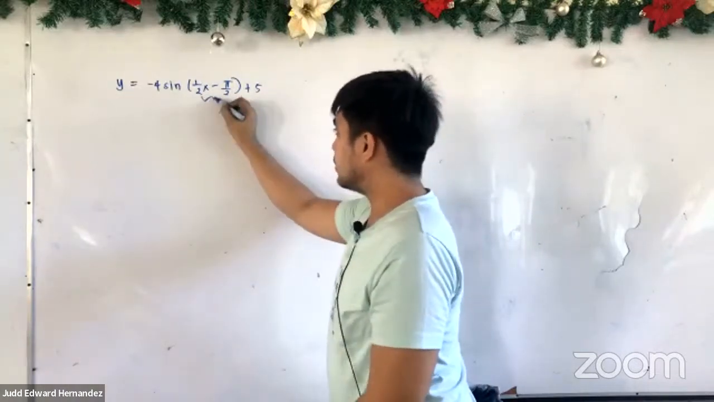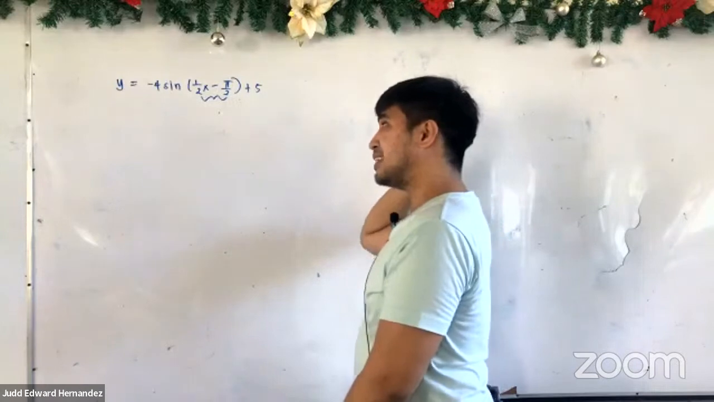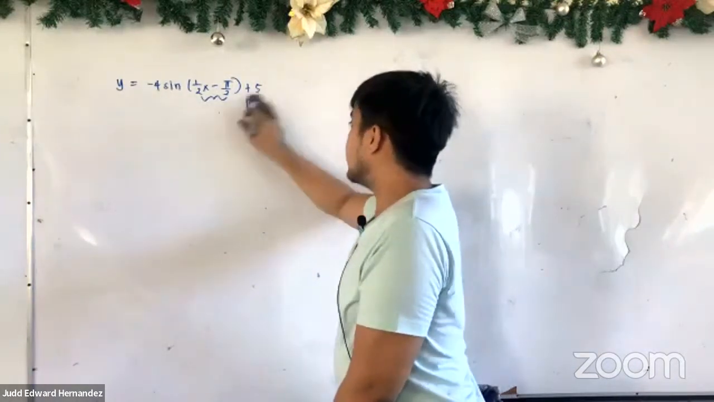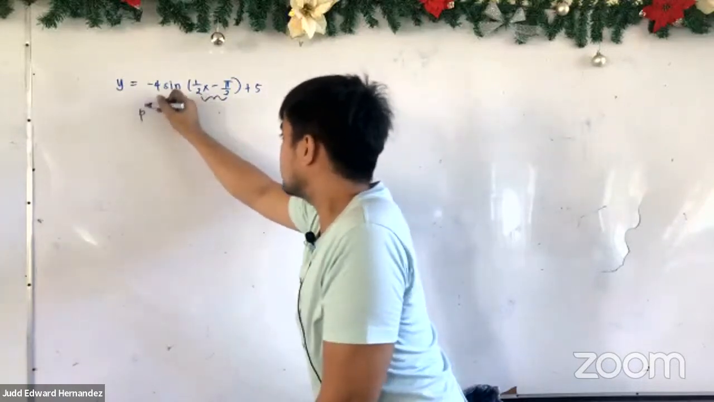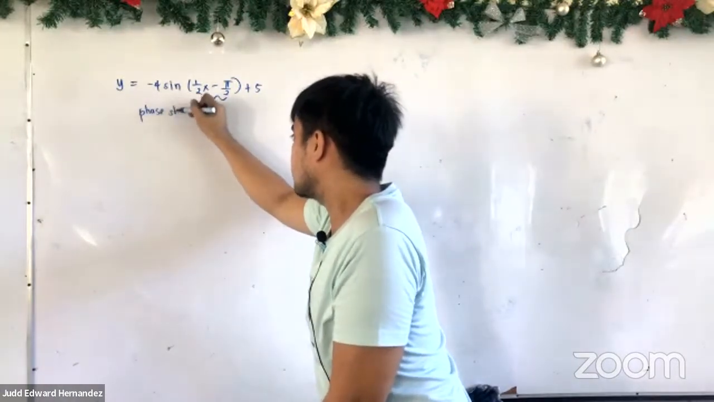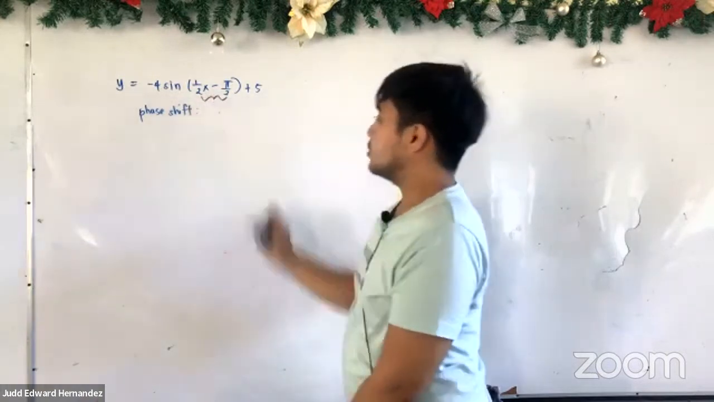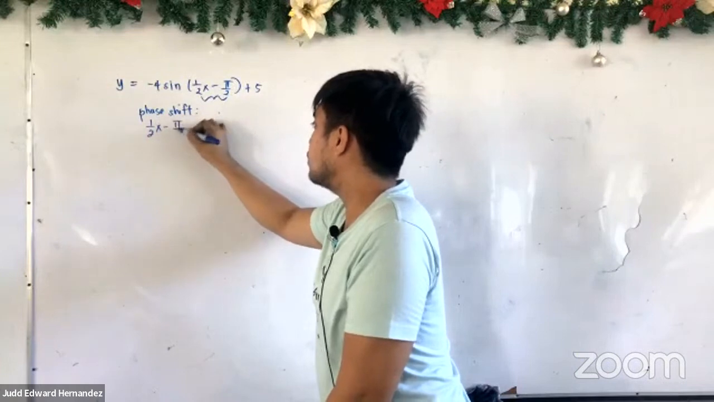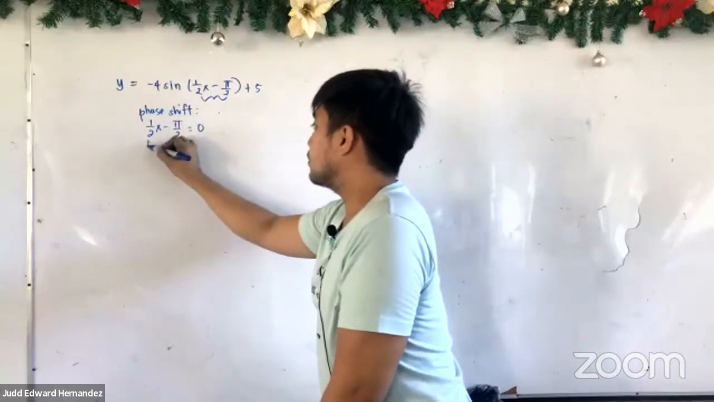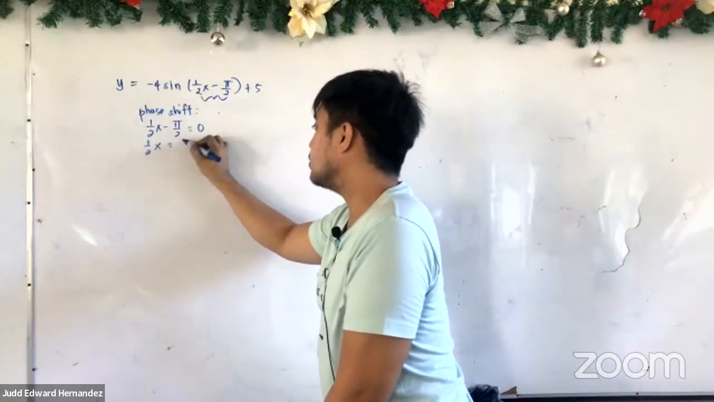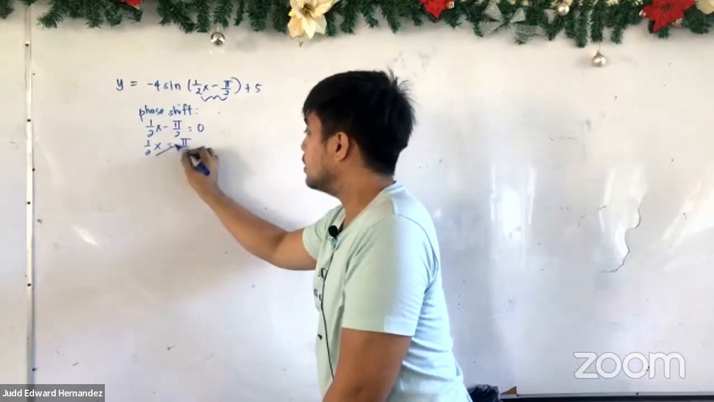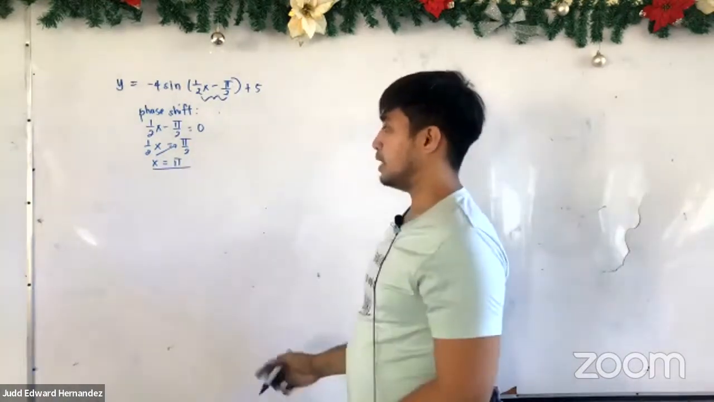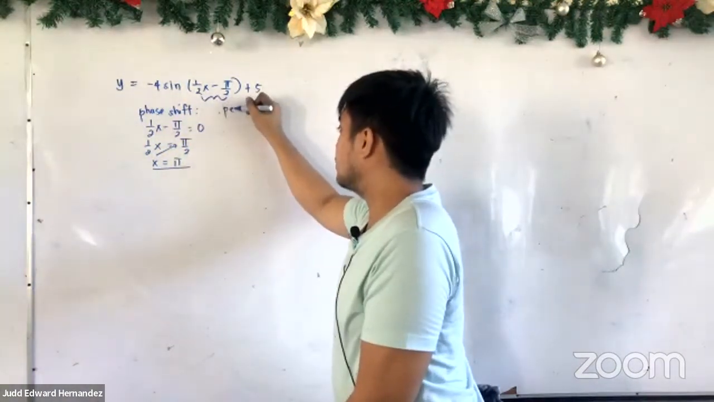So, kuhanin muna natin yung nasa gitna. So, yung nasa gitna, phase shift po. Solve natin si phase shift. So, pag sinolve po natin si phase shift, this becomes 1/2 x minus pi over 2 is equal to 0. Therefore, we'll now be having 1/2 x is equal to pi over 2. Cross multiply 2, therefore x is equal to pi. This is our starting.